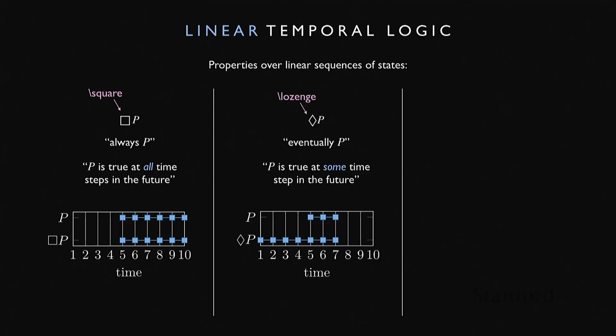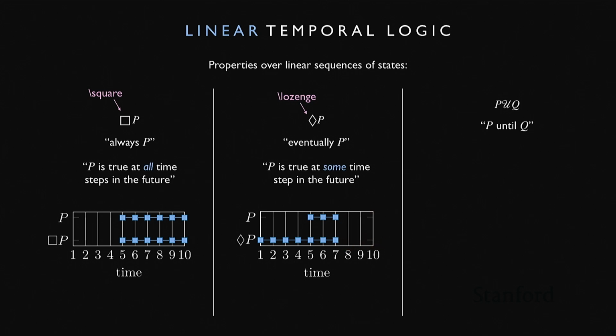So here's what an example plot would look like for this one. At time step 1, if we look at P, there is some time step in the future where it holds true. It holds true at 5, 6, and 7. So then eventually P is true at time step 1. Time step 2, same thing. There's eventually in the future, it becomes true. 6, eventually it becomes true. But as soon as we get to time step 8 and we look, there are no more time steps in the future where P is true, and so eventually P is not going to be true.